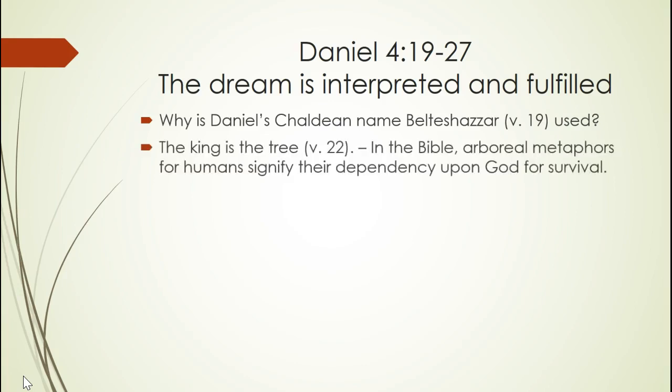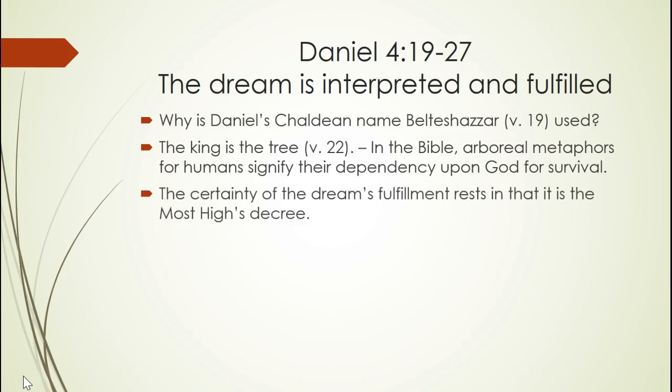So the king is a tree, verse 22. In the Bible, arboreal metaphors, so metaphors with plants, for humans signify their dependency upon God for survival. So having a king represented by a tree: well, since God is responsible for all of creation, how everything grows, even a king's life, as it were, is dependent upon God's sovereignty, God's sustaining care.